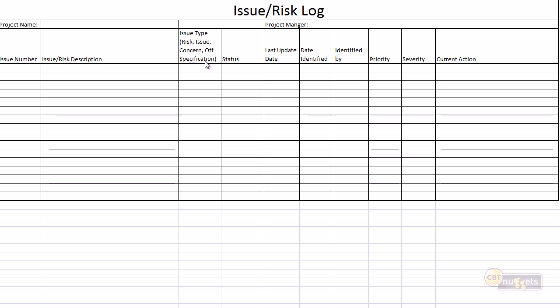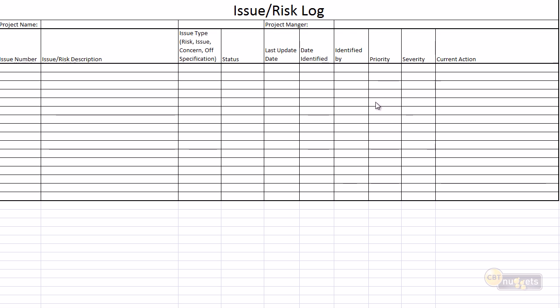And we have our Prince2 term of an off specification. We have work that's performing that's not consistent with where we want to be, so we have to take corrective actions. We have a status. It's in progress, it's active, it's pending, it's closed. We want to always track how actively we're managing everything in our issue and risk log, so we're going to have a last update date. We're going to need to understand how old it is, how long has this issue risk been outstanding. We're going to identify who identified it, and we're going to put a priority and a severity on it.